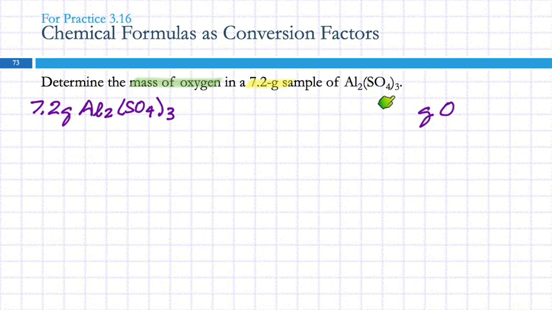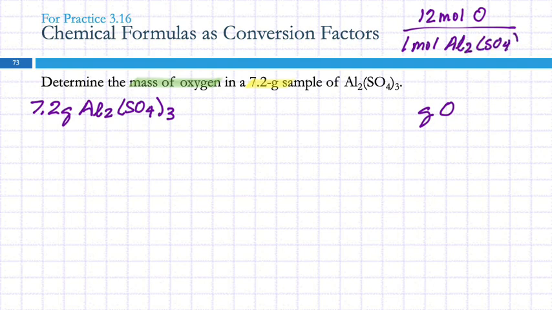We can look at this formula, and in one of these formula units, how many oxygens are there? 12. So there are 12 moles of oxygen per 1 mole of the compound. That's a conversion factor that is inside of that formula. It's just kind of hiding. We could also look at how many moles of aluminum to how many moles of compound, or how many moles of aluminum to how many moles of oxygen. There's all kinds of different things we could do. But this is what's going to be useful to us.